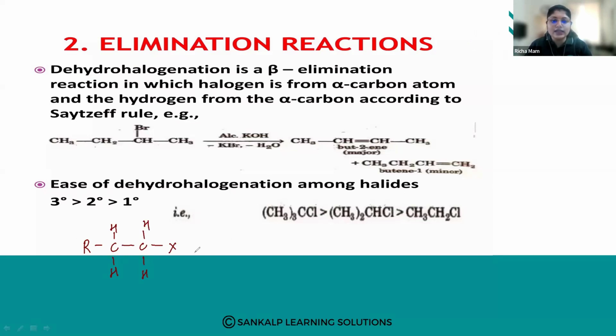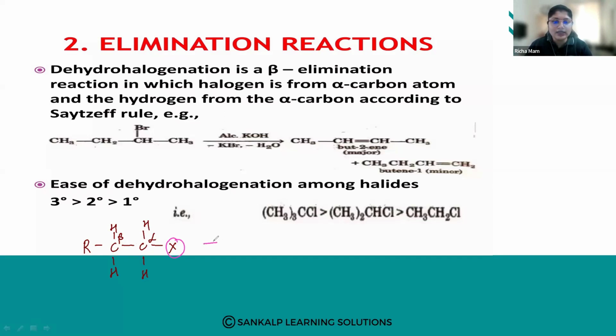Now this alkyl halide contains a beta carbon. So this is the alpha carbon. How do you understand it is the alpha carbon? The carbon to which the halide is attached is your alpha. And the next carbon to the alpha is your beta, followed by gamma, delta. So the first carbon is termed alpha, the second carbon is termed beta.